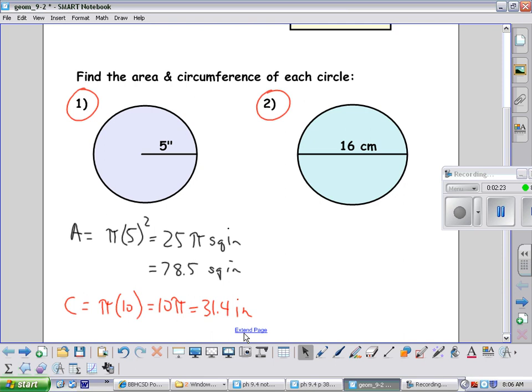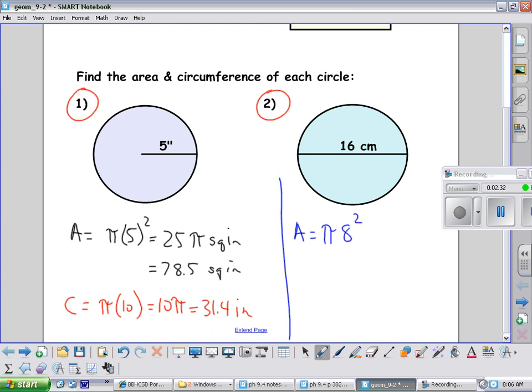Figure 2. Quickly, the diameter is 16, so r must be 8. So A equals pi times 8 squared, and I'll just write this as 64 pi centimeters squared. For the circumference, pi d, so 16 times pi, and that's really it, 16 pi centimeters. Okay, easy enough. You guys have done that before, so not to spend much time on that.